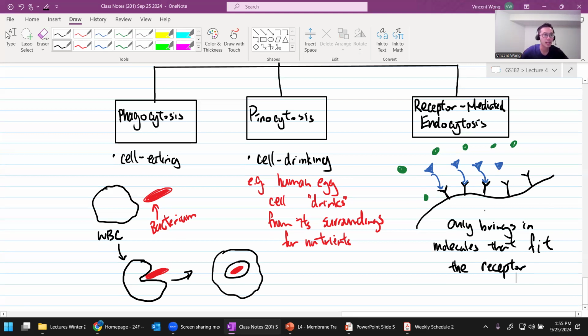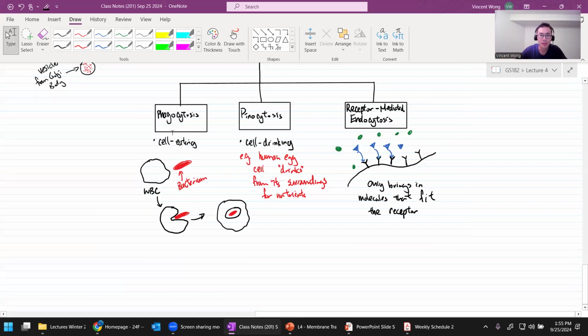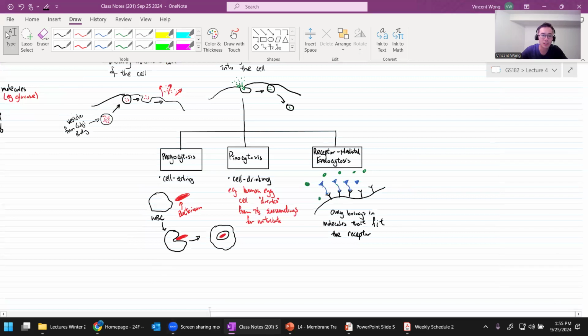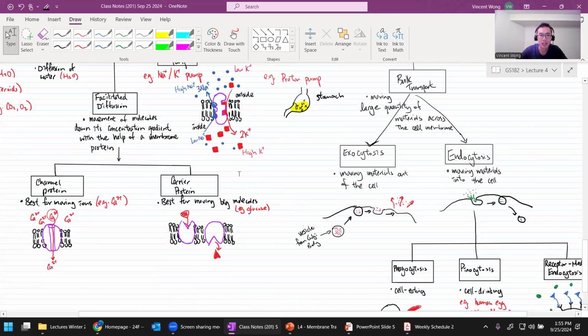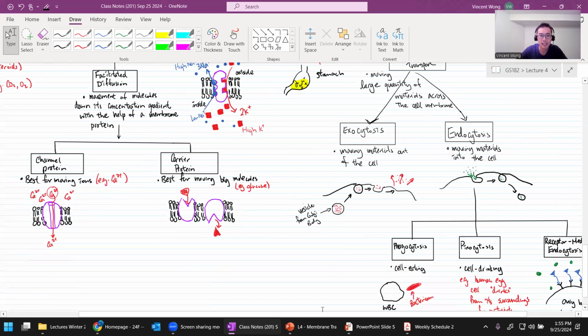Okay, so that's what it means by receptor-mediated endocytosis. You have to meet the credentials before I let you into the building, basically. So there you have it, all the different kinds of transport.